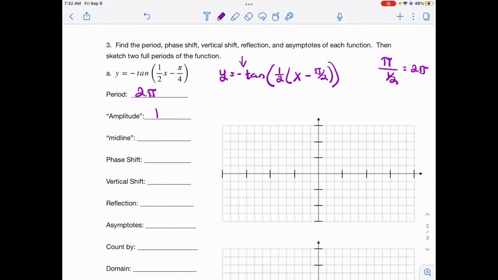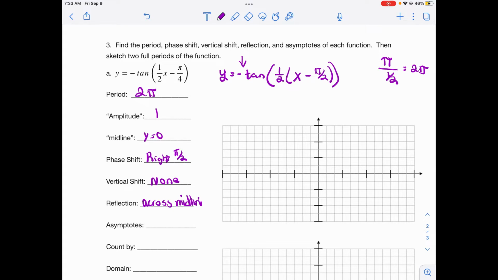I also have no adding or no vertical shift up and down. So that means my midline has not moved. It's going to stay on the x-axis, my quote-unquote midline. Phase shift, I got minus pi over 2. So that tells us I'm going to the right pi over 2. Vertical shift, again, there's none. Reflection, there's a negative, and for a it is negative, so that tells me across the midline. All right, and then the asymptotes and domain and range we can do in a moment.